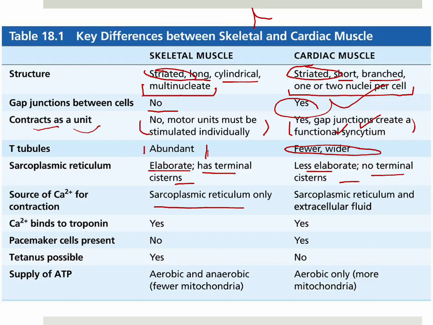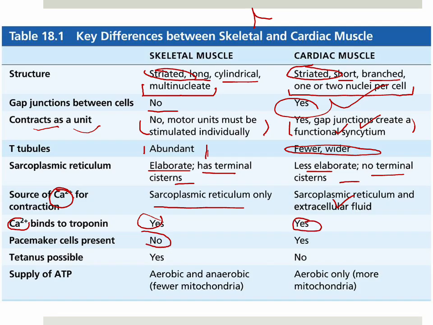This one is the sarcoplasmic reticulum. This is where calcium is stored, which is needed for contraction. You need calcium for both, but the function is going to be different in the heart, okay? That's why that's a structural difference. The calcium is going to bind to troponin, yes, in both, okay?